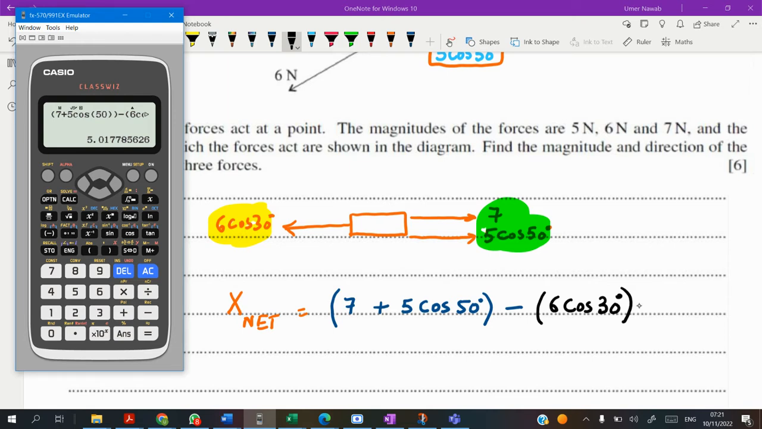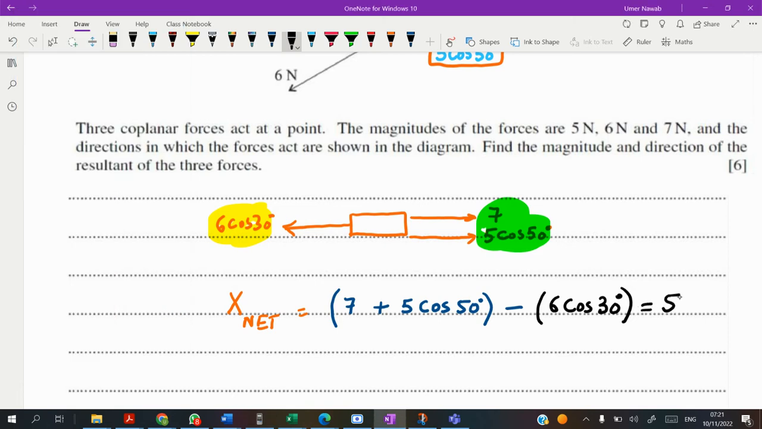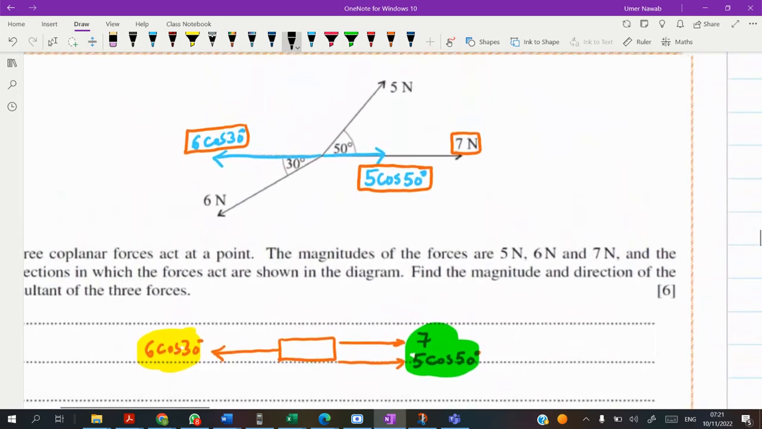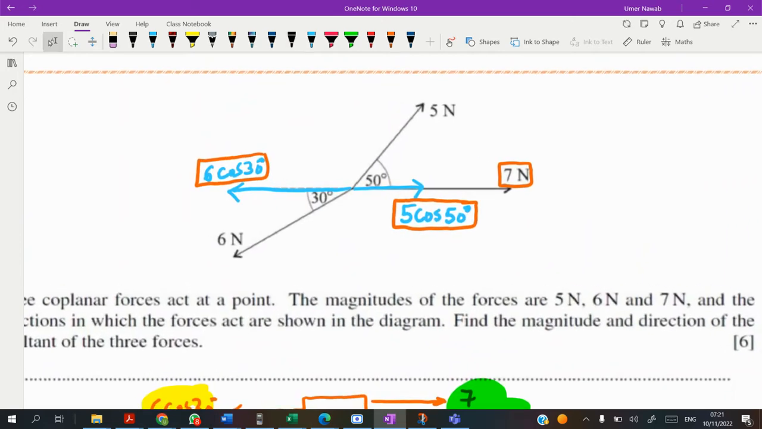5.017. I'm writing this answer from the calculator to four significant figures because maybe I will use this answer when I am finding the magnitude of the resultant. So 5.018, 5.018 to 4 significant figures. Okay, let's look at our y components.